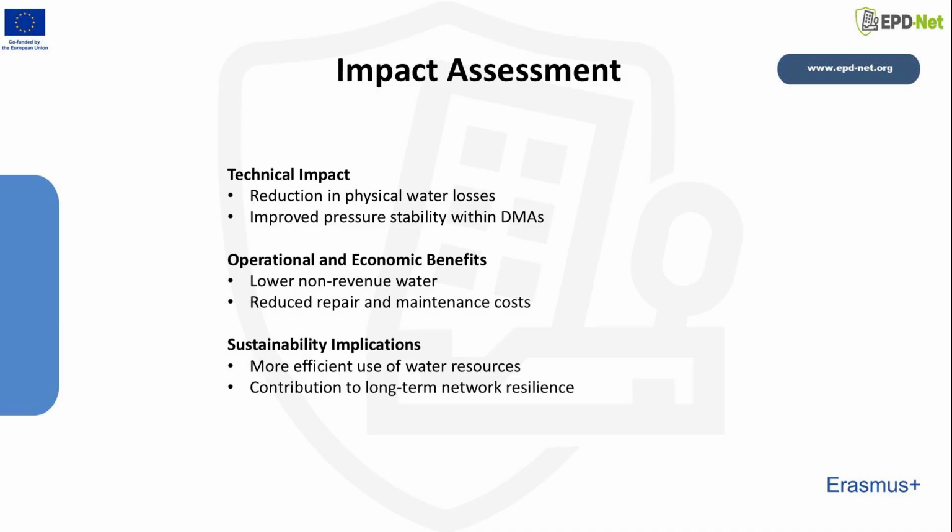The impact assessment stage evaluates the results achieved through DMA-based analysis and pressure optimization in the UKIP project. From a technical perspective, interventions lead to measurable reductions in physical water losses and improved pressure stability within targeted DMAs. Operational and economic benefits are also significant. Lower levels of non-revenue water translate into cost savings, while reduced leakage and stabilized pressure decrease the frequency of repairs and emergency maintenance. These improvements help utilities allocate resources more efficiently.